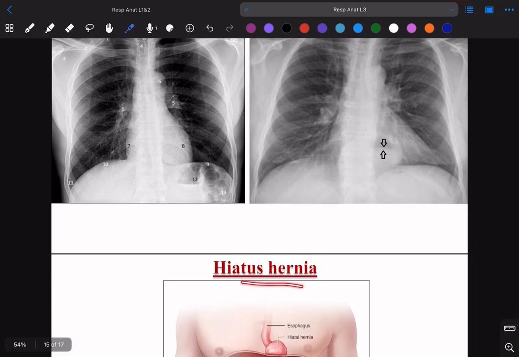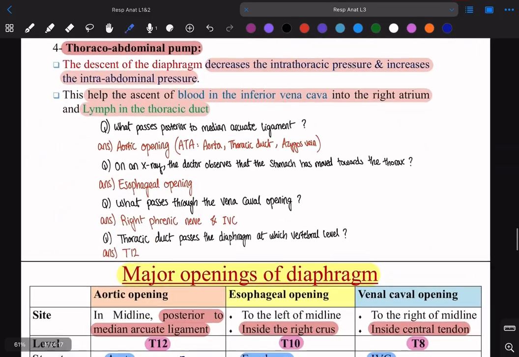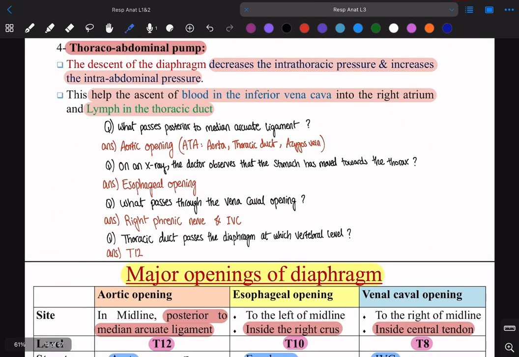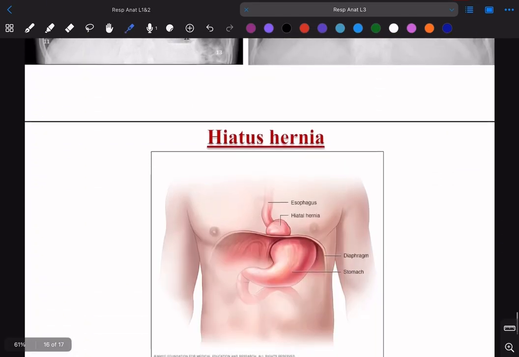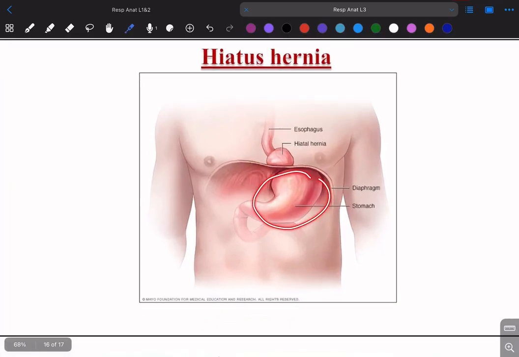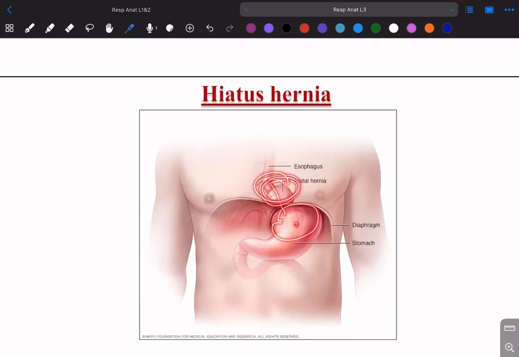Hiatus hernia. So what is the hiatus hernia? As we said here, remember this question that I just read? On an x-ray, the doctor observes that the stomach has moved towards the thorax. What does it mean? The stomach moved upward towards the thorax. This is the stomach, and this is part of the stomach. It moved above the diaphragm. This is the diaphragm. The diaphragm is supposed to separate the thoracic cavity from the abdominal cavity, so it's not supposed to allow anything from the abdomen to go towards the thorax. But it happened. Why did it happen?